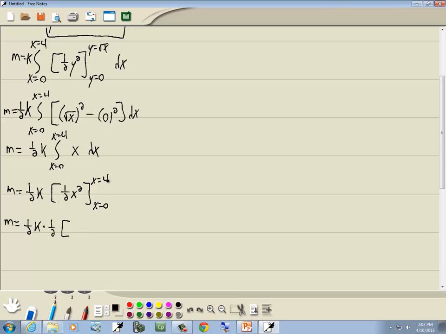So that gives us 1/2 k times 1/2. And now plug in the 4 for the x. So I'll have 4 squared minus, and plug in 0 for the x, so I got 0 squared. Well, the 1/2 times 1/2 gives us 1/4 k. And that 0 drops away. 4 squared is 16, and 16 times 1/4 gives us 4. So m is equal to 4k.